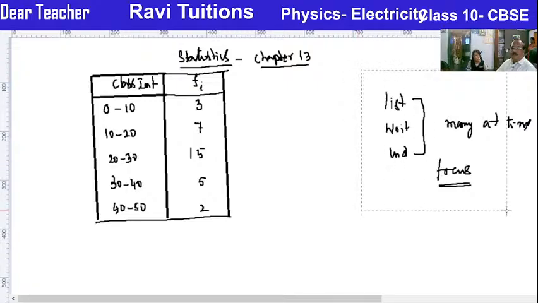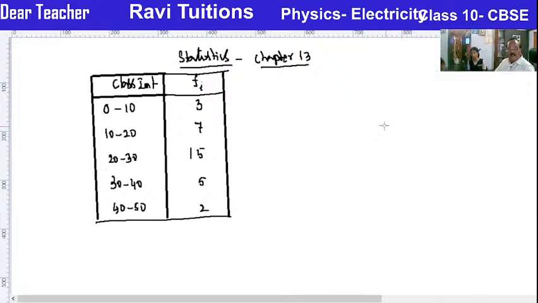Now all of you look, you are doing class homework, tuition homework, and preparation for board, multiple activities. So I request all of you to note down these things.